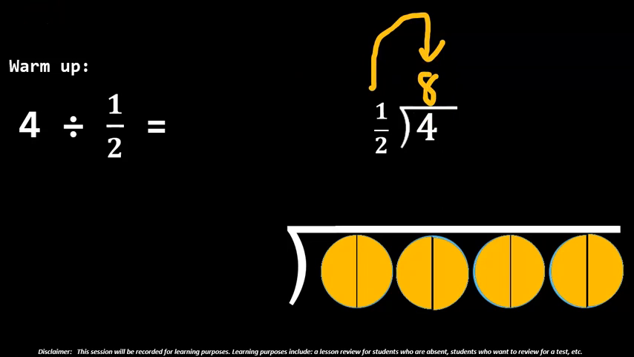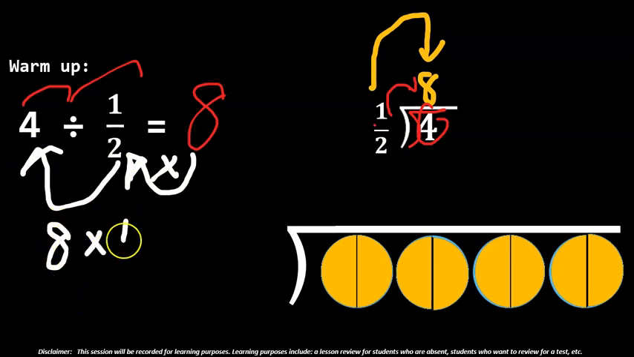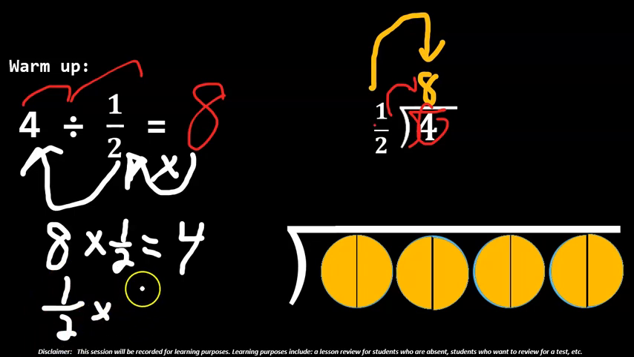And you can check this backwards. If 4 divided by 1/2 is 8, then 8 times 1/2 should be 4. Can we do that? Well, you can rewrite this way: what is half of 8? Half of 8 is 4. So that makes sense.